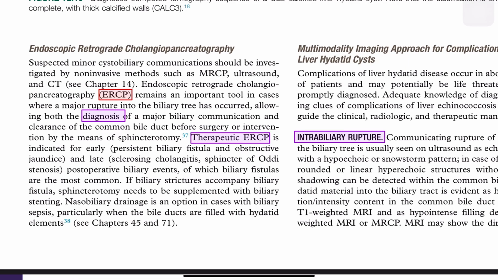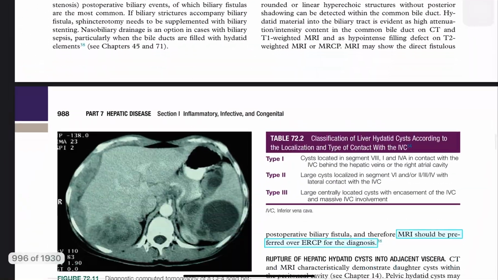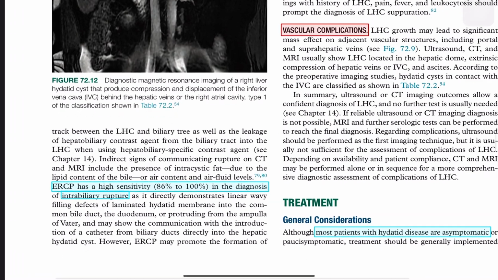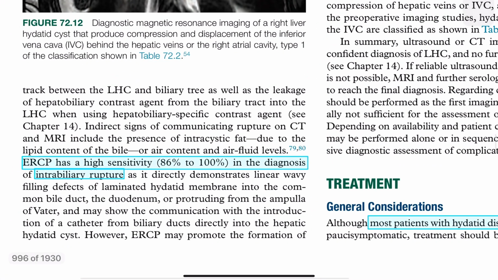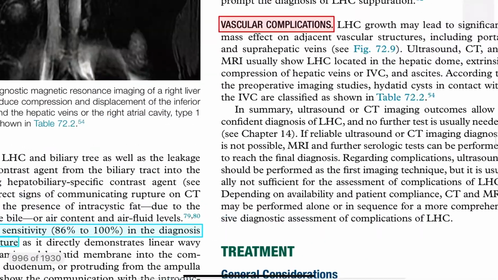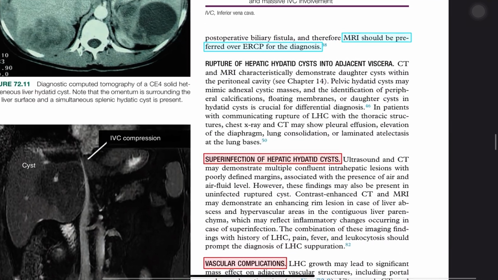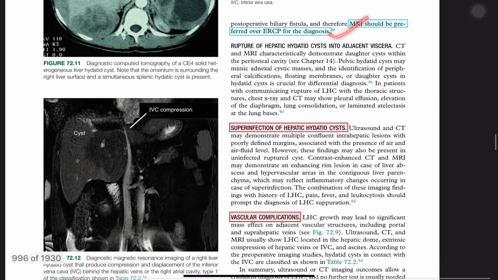ERCP can be diagnostic and therapeutic also. ERCP has high sensitivity in diagnosing intrabiliary rupture, but MRI should be preferred for diagnosis.